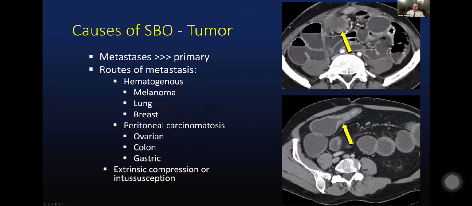When it comes to malignant small bowel obstruction, metastases are much more common than primary tumors. They can be hematogenic, classically melanoma can give you an exoenteric small bowel mass and occasionally obstruction, and then common things being common, lung and breast as well. Peritoneal carcinomatosis, we think of commonly in GYN primaries like ovarian cancer, but also from GI primaries that have spread to the peritoneal cavity. And of course, extrinsic compression can occur, which is more common than intussusception, which tends to happen with more mucosal-based processes.